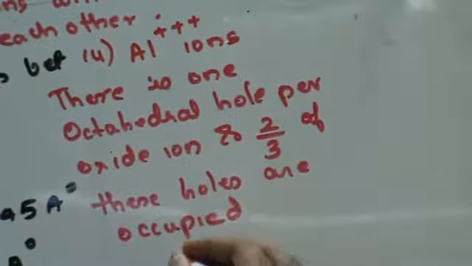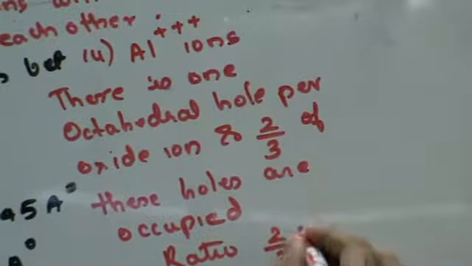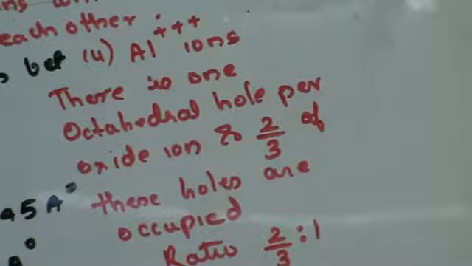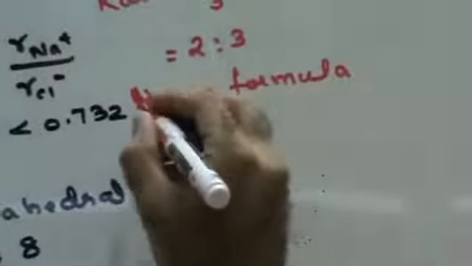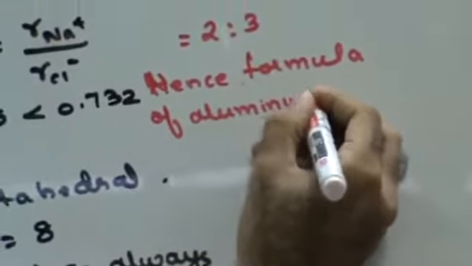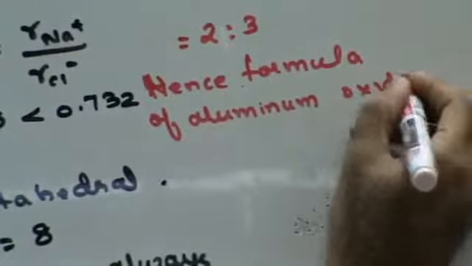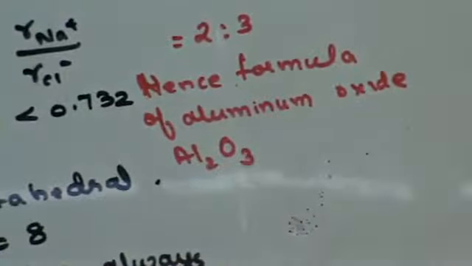That means the ratio is 2/3 is to 1, which is nothing but 2 is to 3, right? Hence, the formula of aluminium oxide should be Al2O3. That's how you get the formula of aluminium oxide, by taking the ion ratio, right?